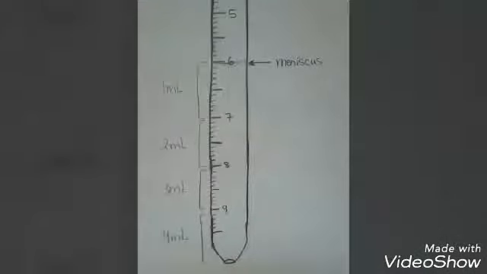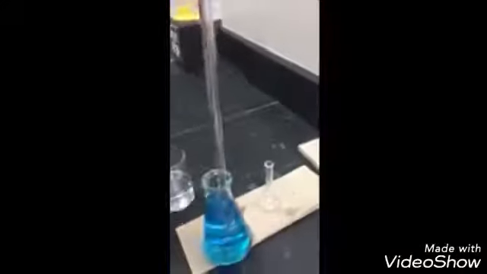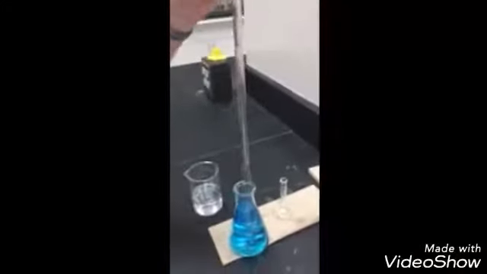This is a close-up of how the pipette should look for the third dilution. You should read the meniscus from the bottom of the meniscus curve at eye level. Next, we add 6 milliliters of our blue water solution to the 4 milliliters of the stock solution.